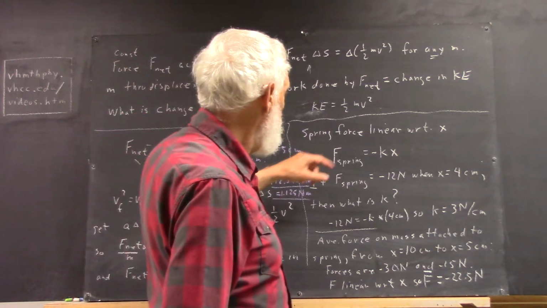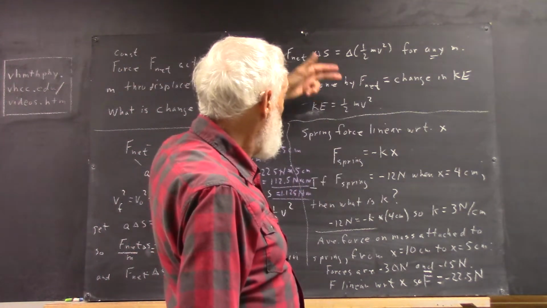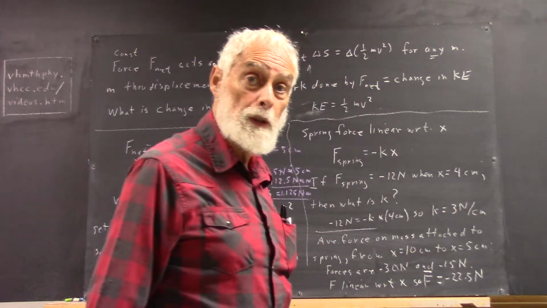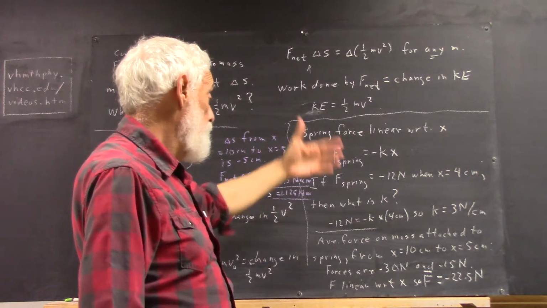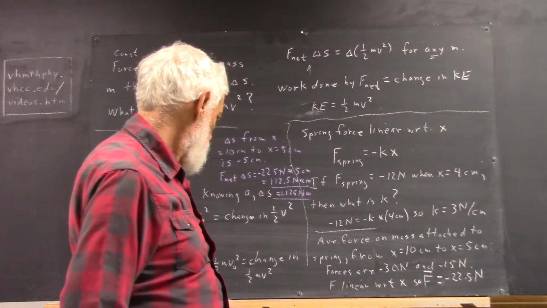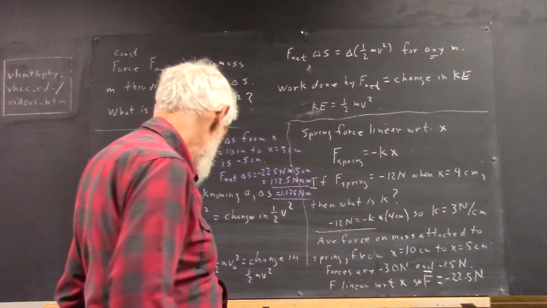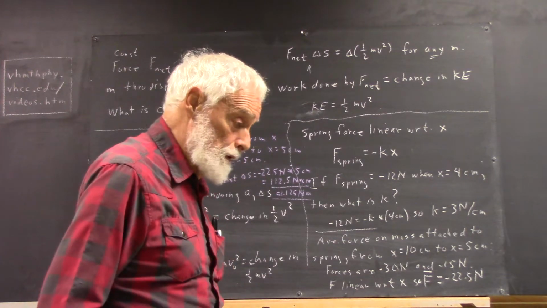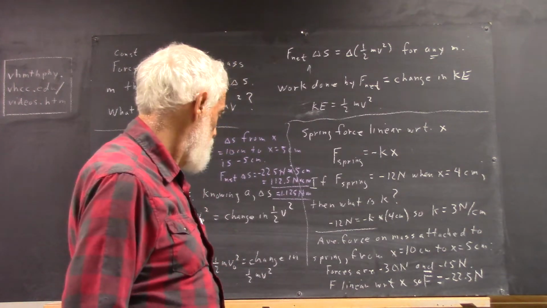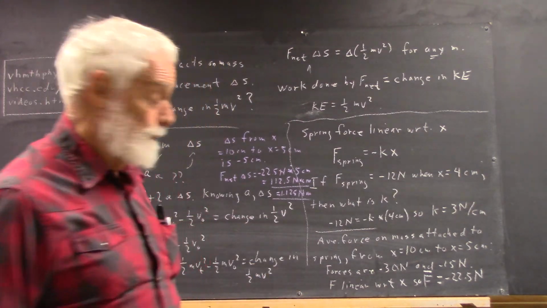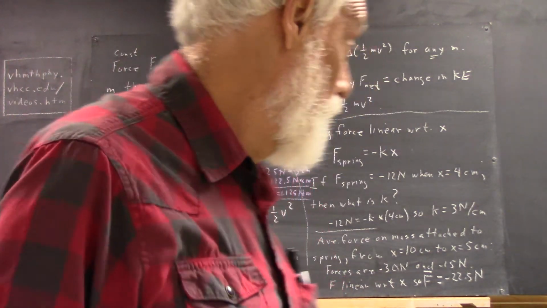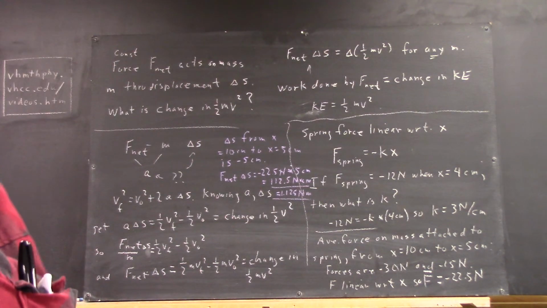Okay, so we've got our F net delta S. We can set that equal to the change in 1/2 mv squared, if we know the initial velocity, and find the final velocity. So I think that I've done that, I just don't see it. So I'm going to kind of search that out and talk about it in another video. Either that or I'll just get a clean board and talk about it there.